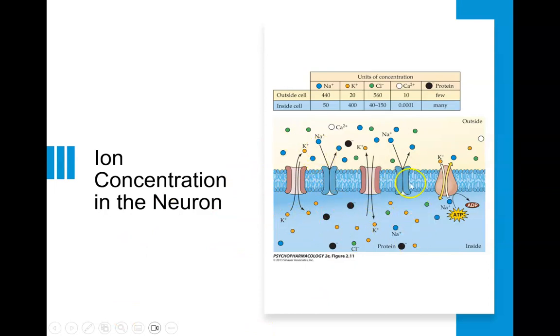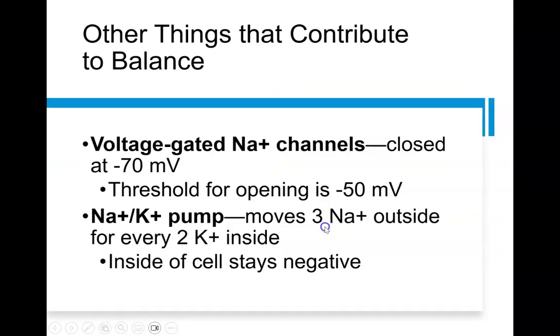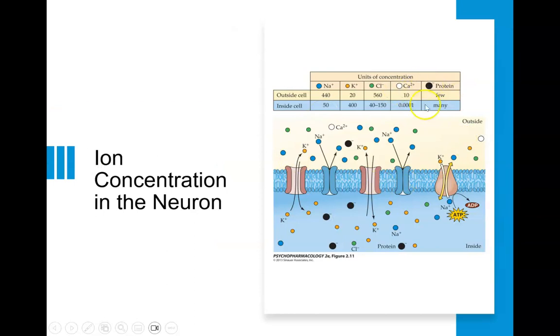So here we have the inside of the neuron in blue, and here we have the outside of the neuron. As you can see, we have a few different players here. We have sodium, potassium, chlorine, calcium, which isn't as important here, and these negatively charged, larger organic ions that are largely concentrated inside of the neuron, but they're usually too big to cross the membrane. So there's more sodium outside of the cell, more potassium inside of the cell, and more chlorine outside of the cell.